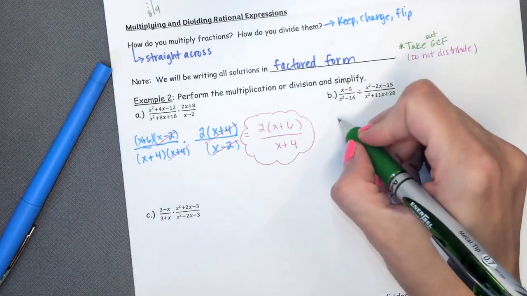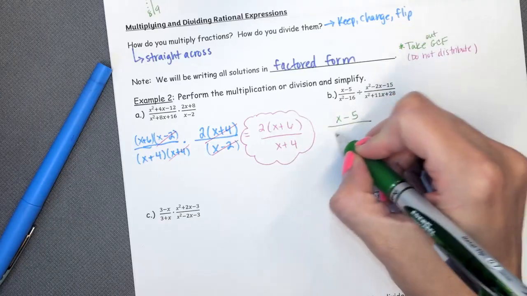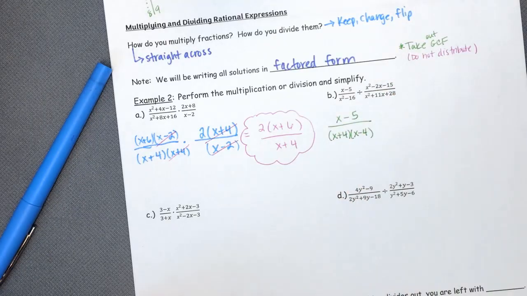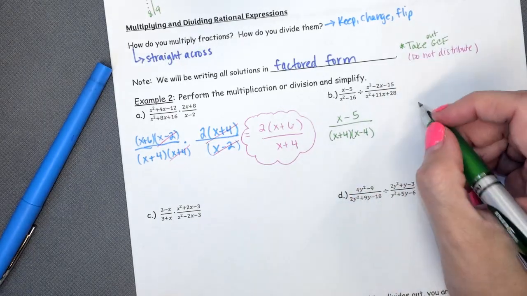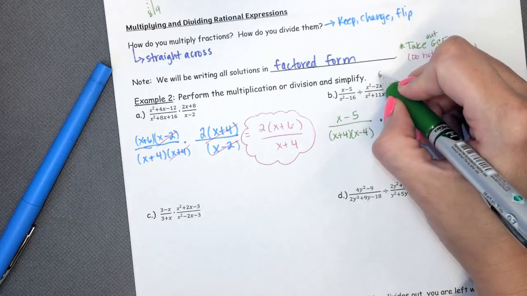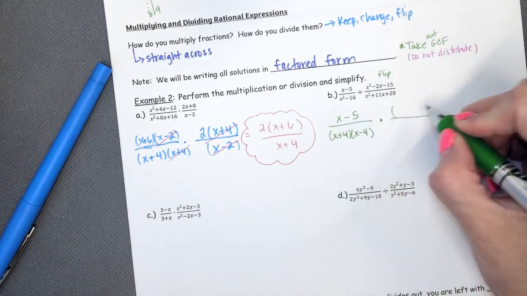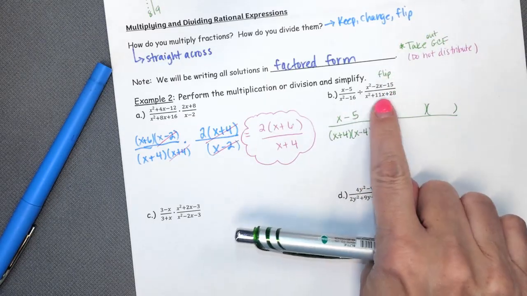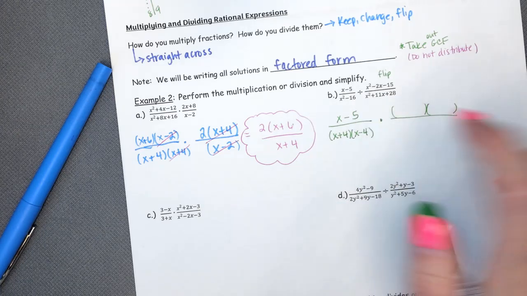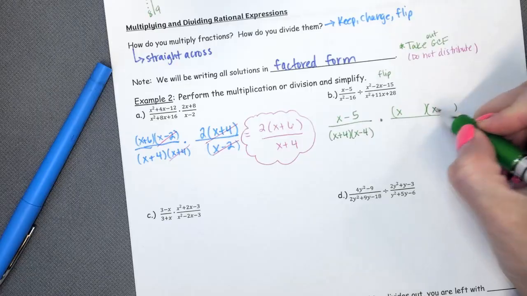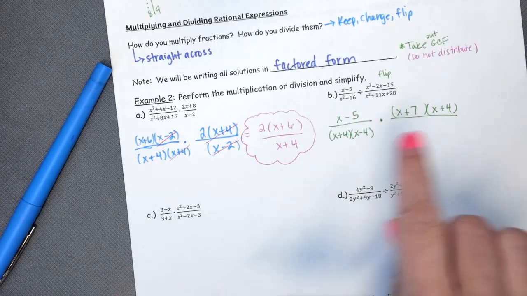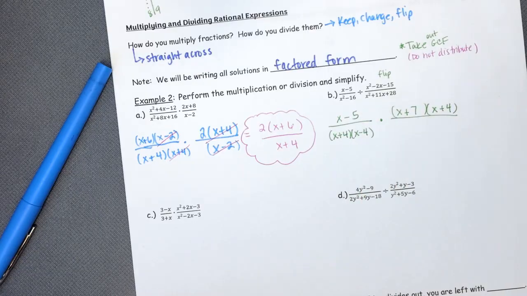Okay, and then for B, when we factored the denominator, we got x plus 4 times x minus 4. Okay, so we keep, we change, and then we flip. So when you flip this one, we're going to put the factors of x squared plus 11x plus 28 on the top. Okay, so that's going to be x and x. 7 times 4 is 28. 7 plus 4 is 11.